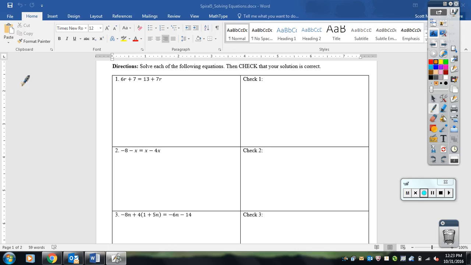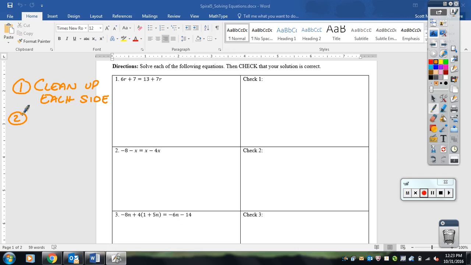In terms of solving equations, step one is I like for you to clean up each side. In other words, combine any like terms. If you look at number one, there's no cleaning up on either side. Number two, there's no cleaning up on either side. But number three, we have some cleaning up to do. That includes the distributive property and then combining like terms. On the right side, nothing to do. So we'll have to clean up each side.